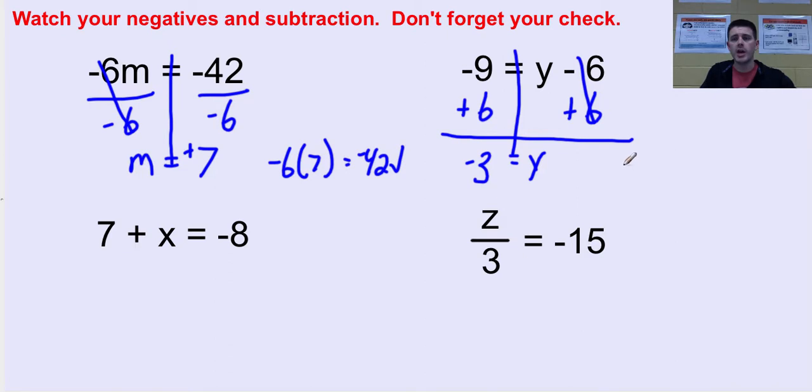When I go to do my check, I'm going to plug my negative 3 in for y. Negative 3 minus 6. Here, since I'm actually going to go ahead and do the problem, let's change that subtraction to adding the opposite. Anytime there's a negative in the problem, we want to get rid of that subtraction. Negative 3 plus negative 6 is negative 9. That's what we wanted. So we're good.